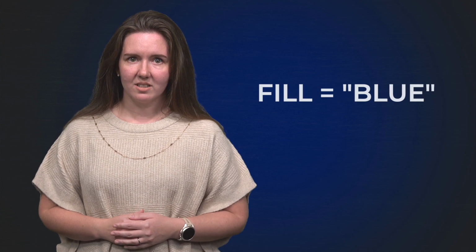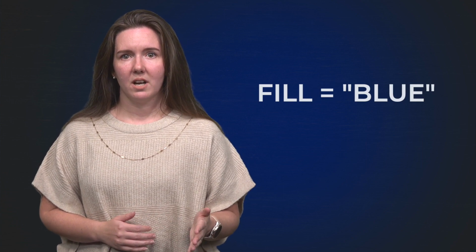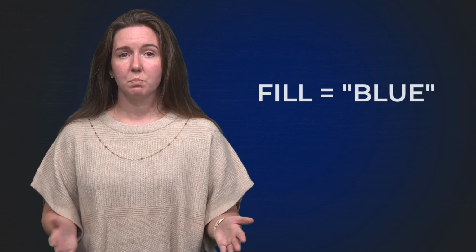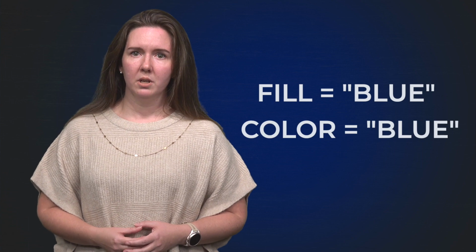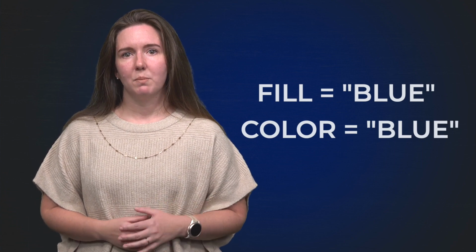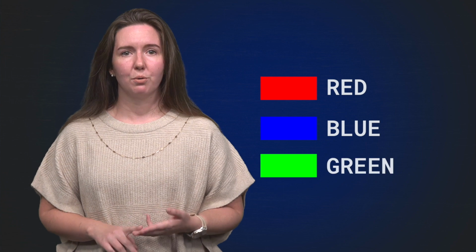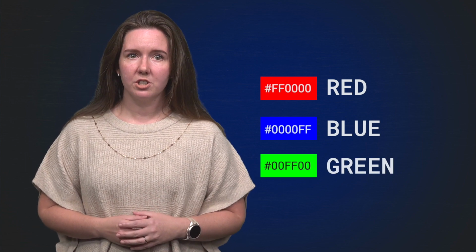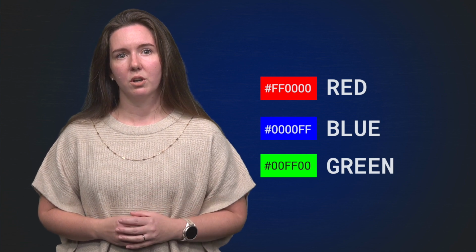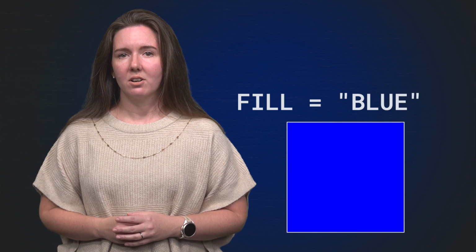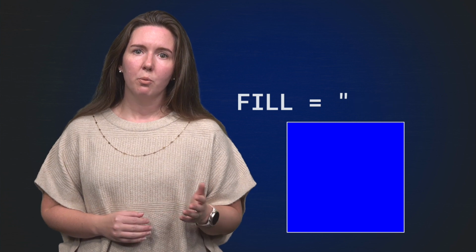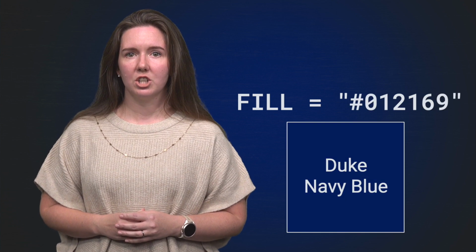The simplest way to set a color is to simply specify the color of your choice. You can do that by writing either fill equals blue or color equals blue. GGPlot will recognize basic colors such as red, blue, green, and so on. If you would like to use a more specific color, you can search the internet for the hexadecimal color code of your color of choice. To add a hexadecimal color code in our aesthetic, we can use our previous example and simply replace the word blue with the hexadecimal code for a specific shade of blue.